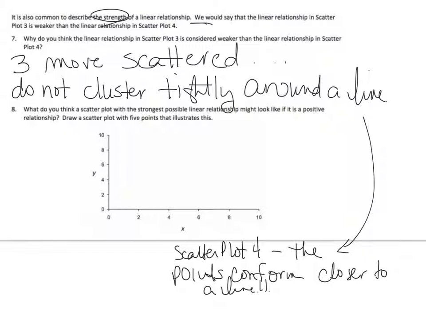If I look at question number 8, what do you think a scatter plot with the strongest possible linear relationship might look like if it's a positive relationship? Draw a scatter plot with 5 points to illustrate this. Well, if it's a really strong linear relationship and you've got 5 points, let's put them on the points.